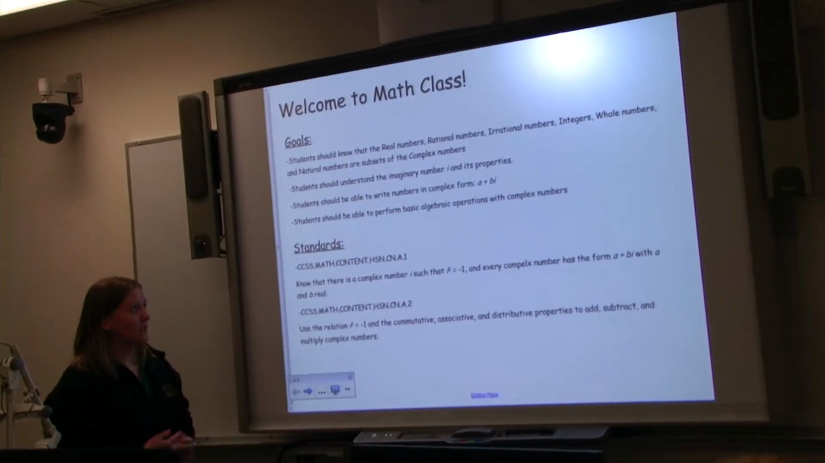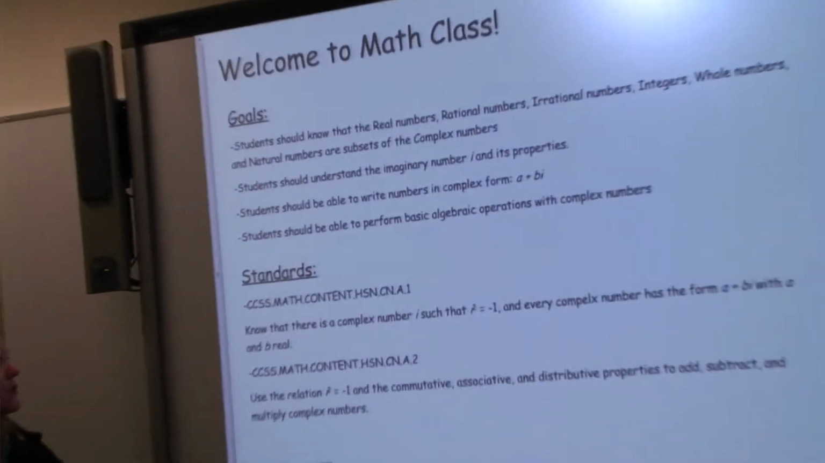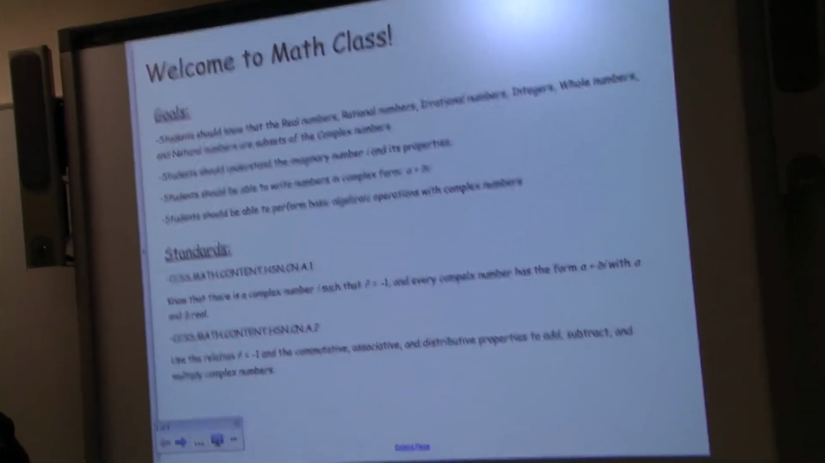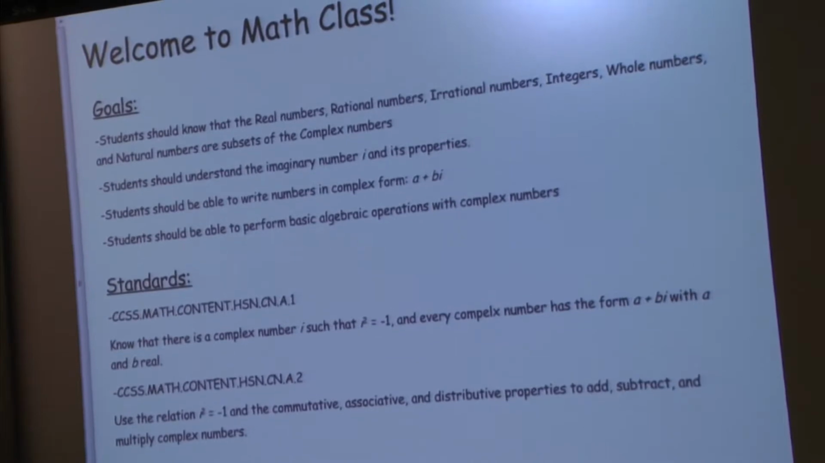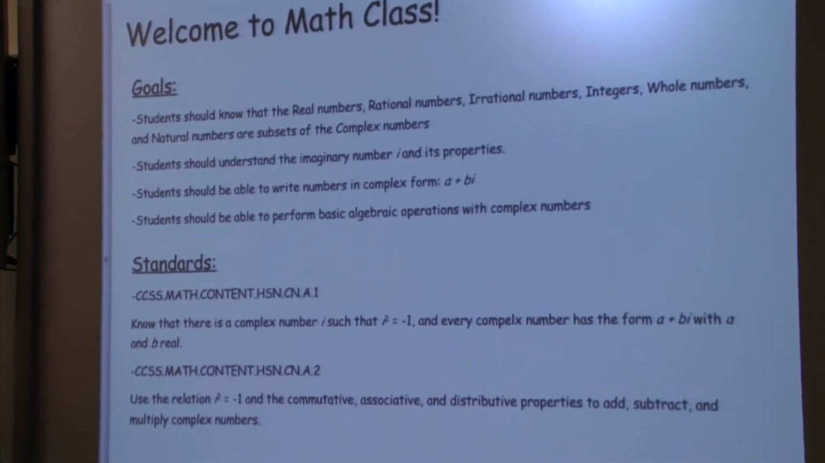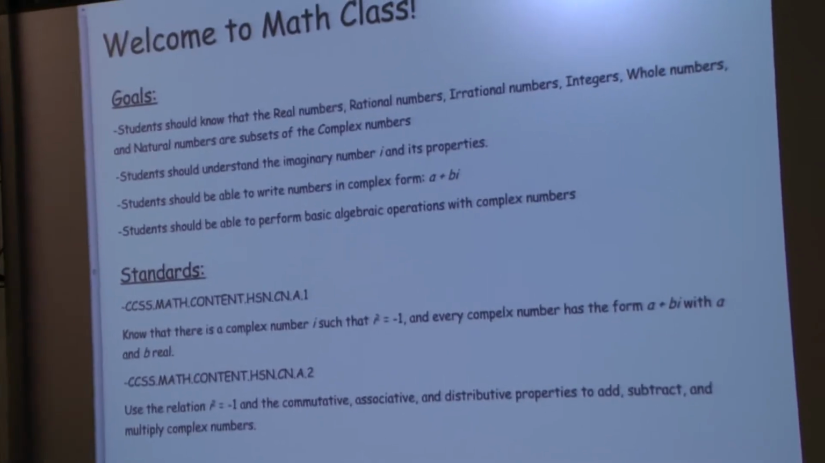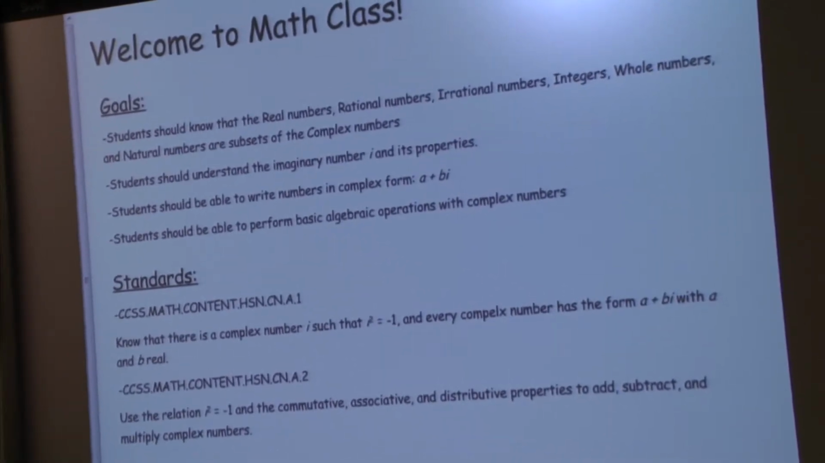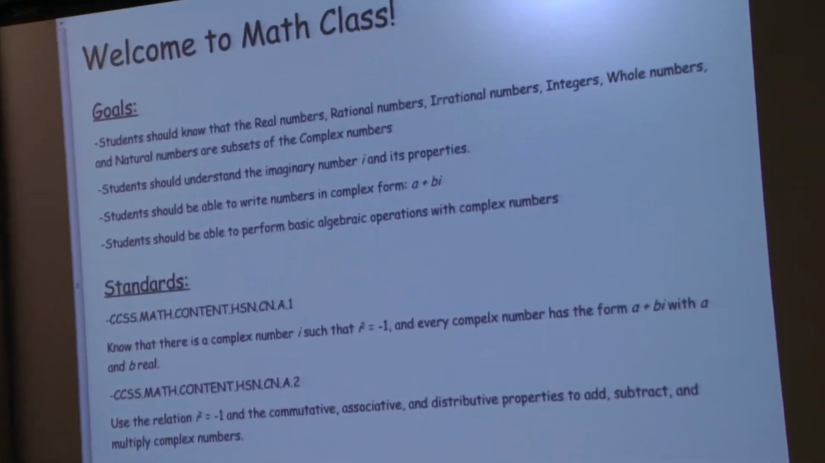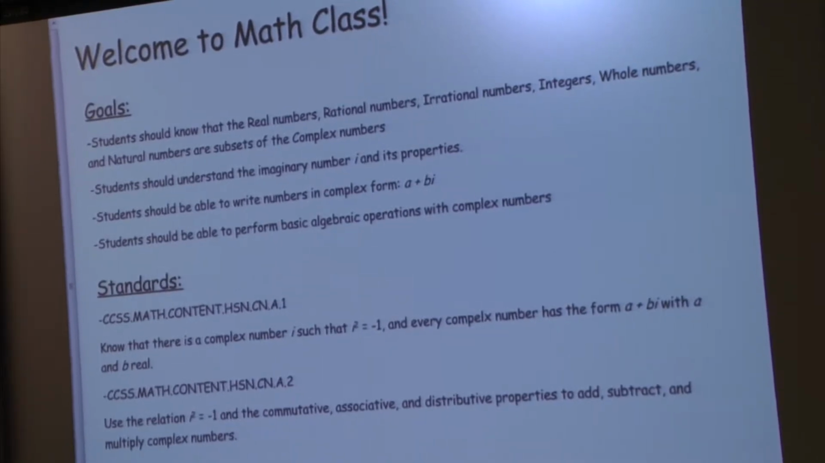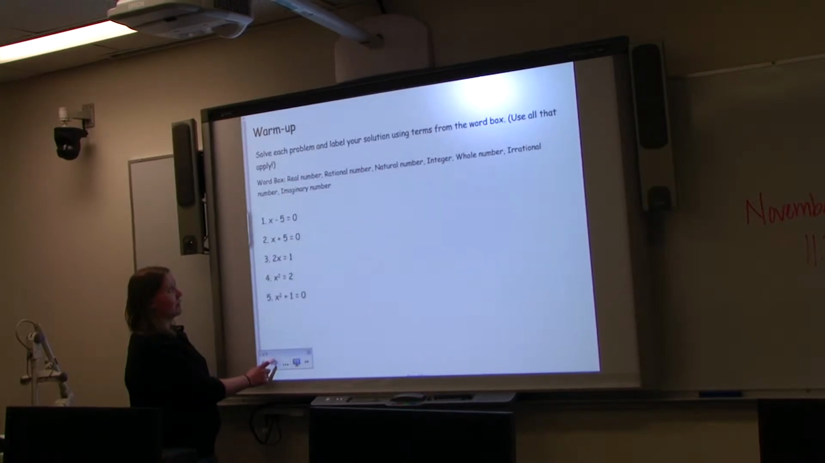Students should be able to write numbers in the complex form a plus bi. Students should be able to perform basic algebraic operations with complex numbers. We'll dive into that a little bit later. And our standard for today is that there's a complex number i, where i squared equals -1, and the form for that is a plus bi. We're going to add and subtract complex numbers today, and then we're going to multiply complex numbers a little bit later in the week.